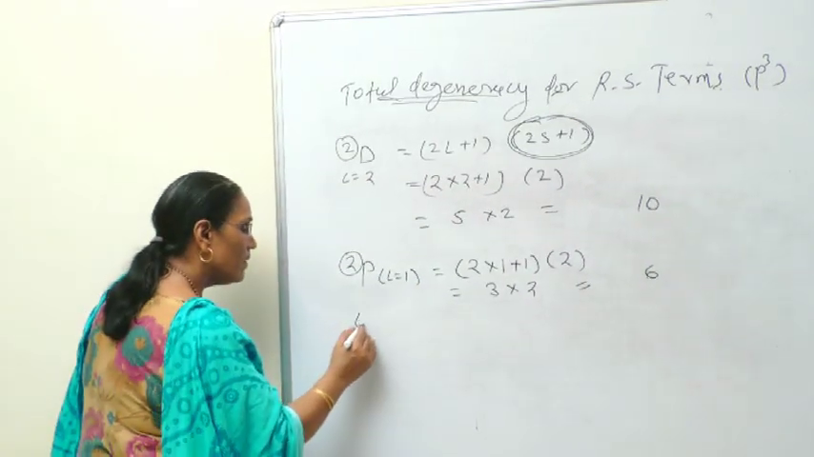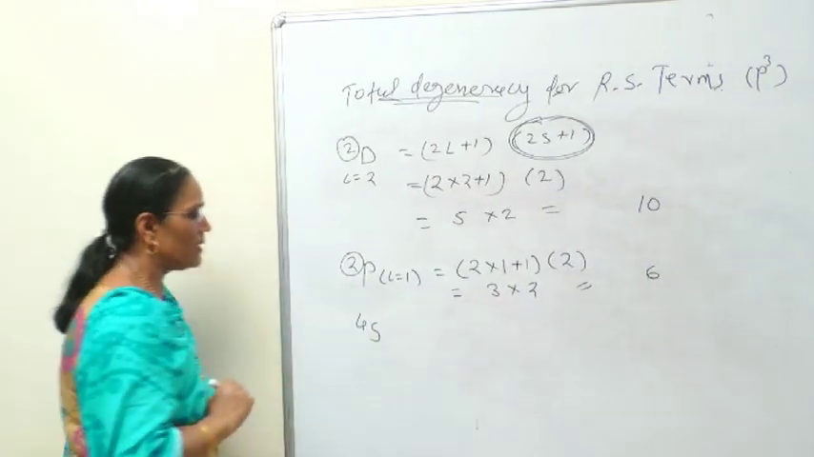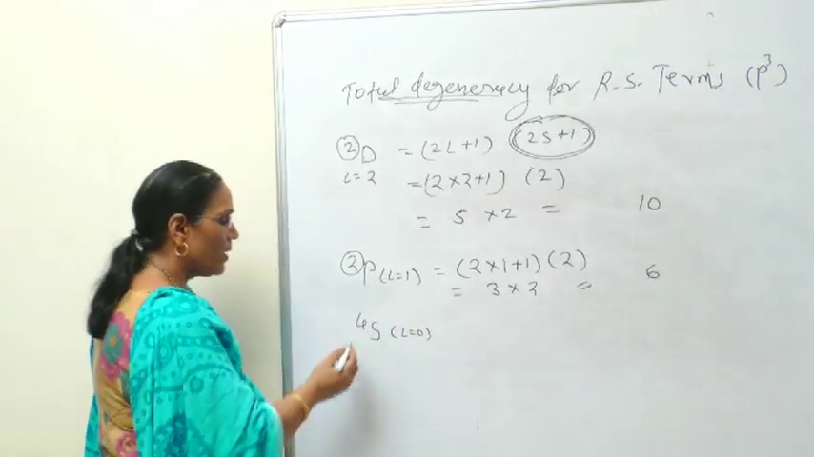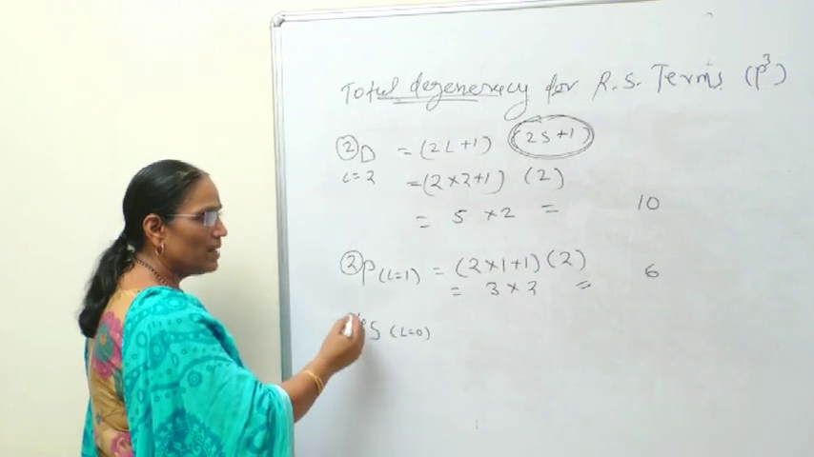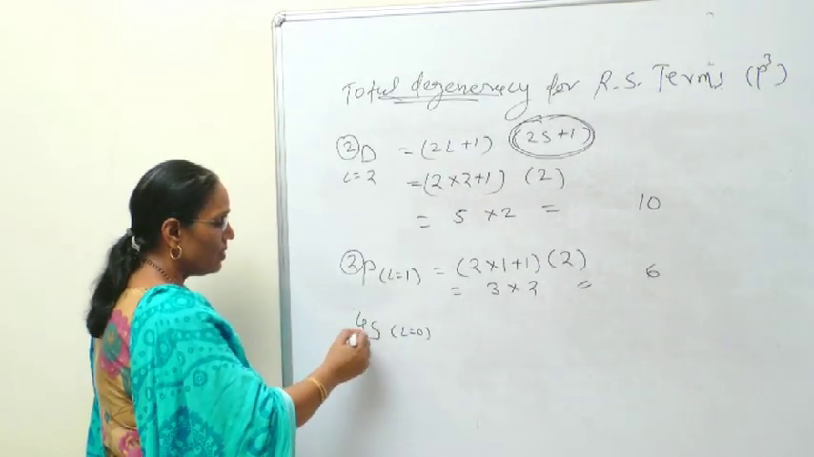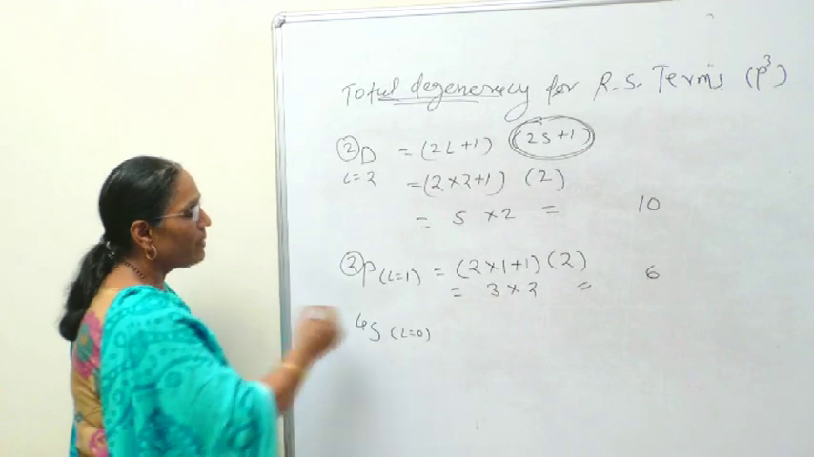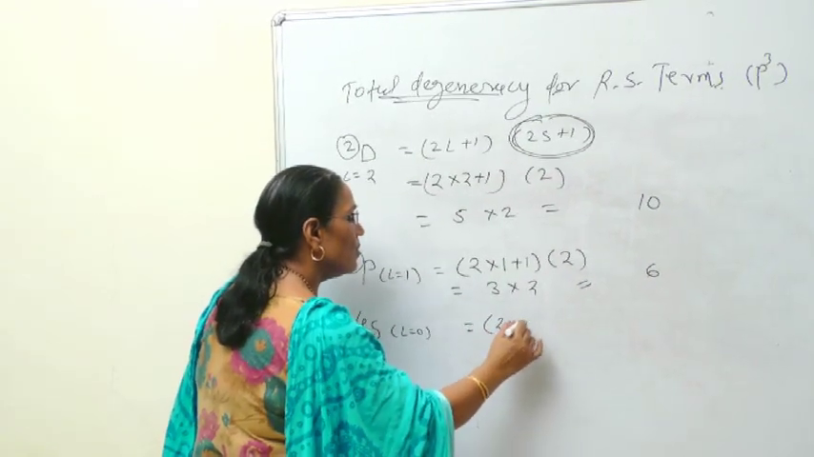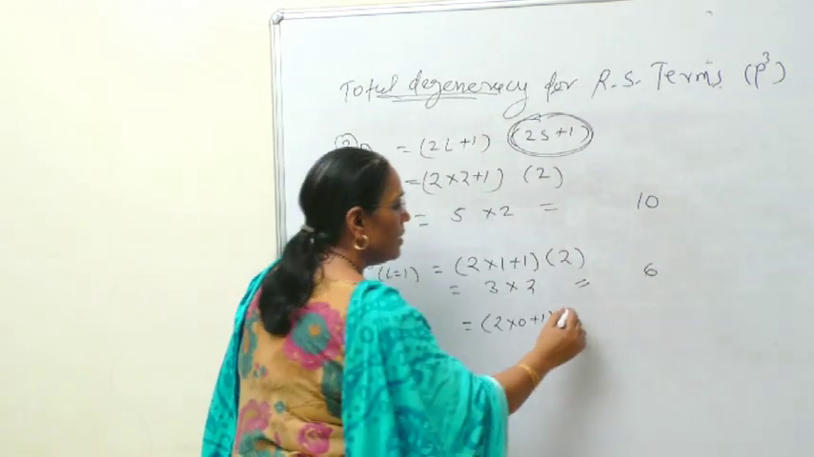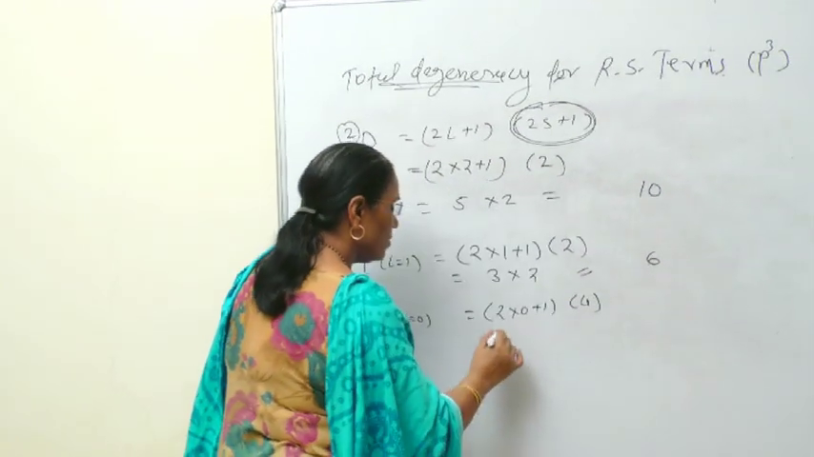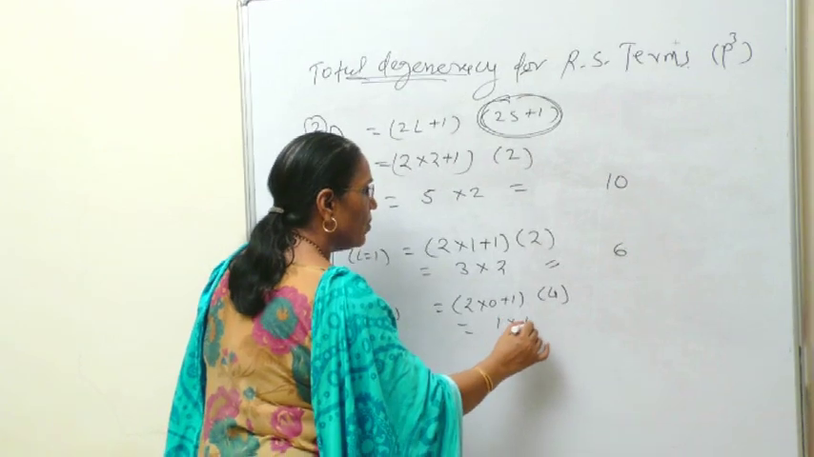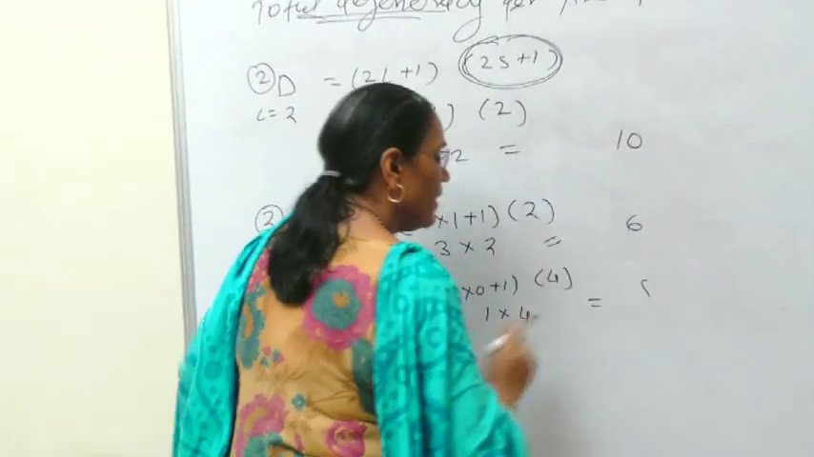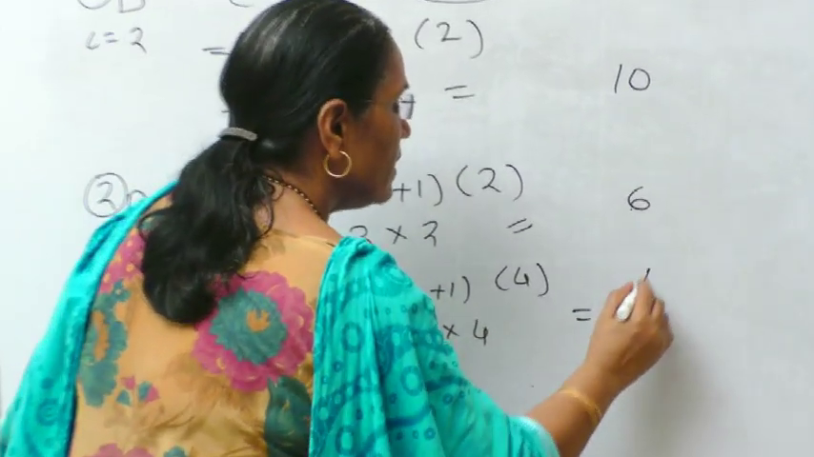And the next term is quartet S. For quartet S, L is equal to 0 and the total spin S is 3/2. So when S is 3/2, the spin multiplicity is 4. So it's equal to (2 times 0 plus 1) times the spin multiplicity 4, so 1 into 4, that is, the total degeneracy of the quartet S is 4.